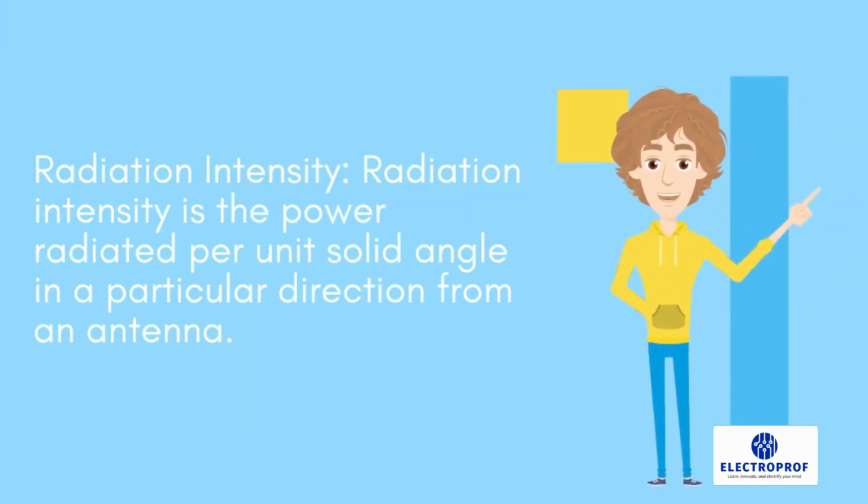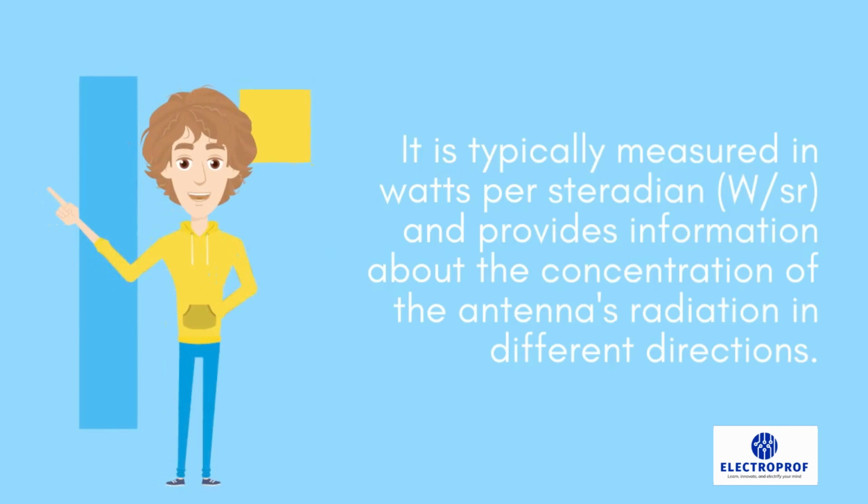Radiation intensity. Radiation intensity is the power radiated per unit solid angle in a particular direction from an antenna. It is typically measured in watts per steradian, W/sr, and provides information about the concentration of the antenna's radiation in different directions.